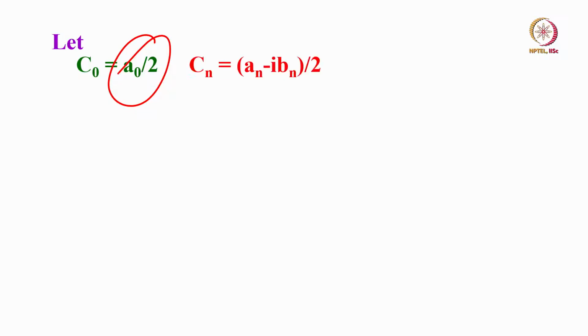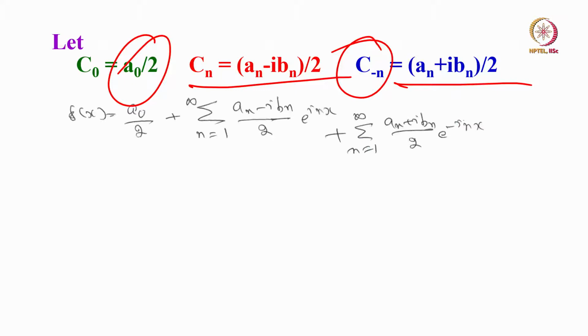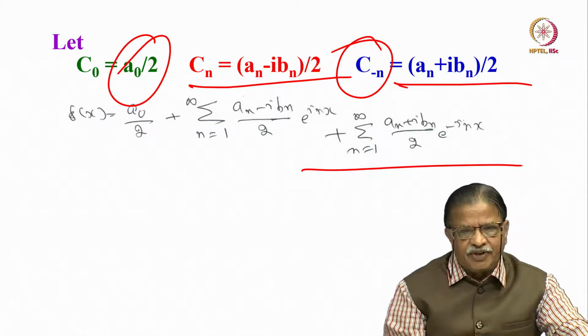Okay. Now for solving this equation, I am going to let C0 be a naught by 2, and just I am defining it, and then Cn I am going to define as a n minus i b n by 2. For ease of my calculation, I am defining it like this. Similarly, C of minus n I am going to define as a n plus i b n by 2. Okay. So now substitute this in the basic expression for the Fourier series.